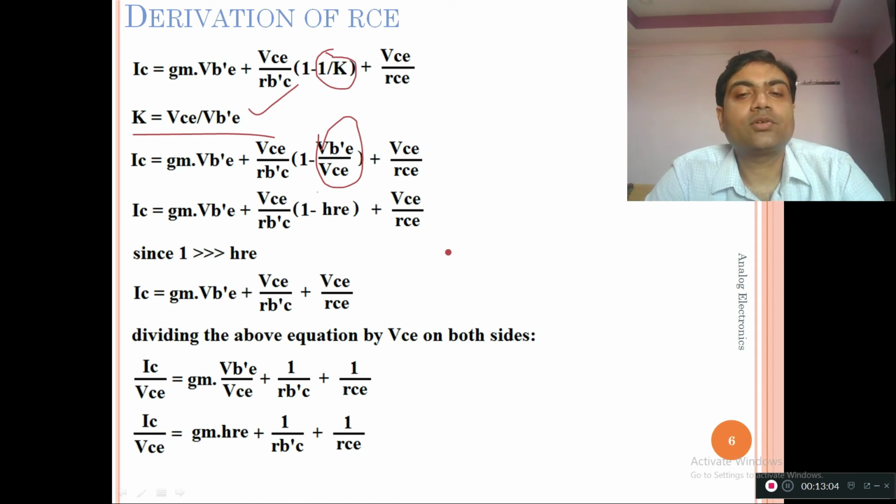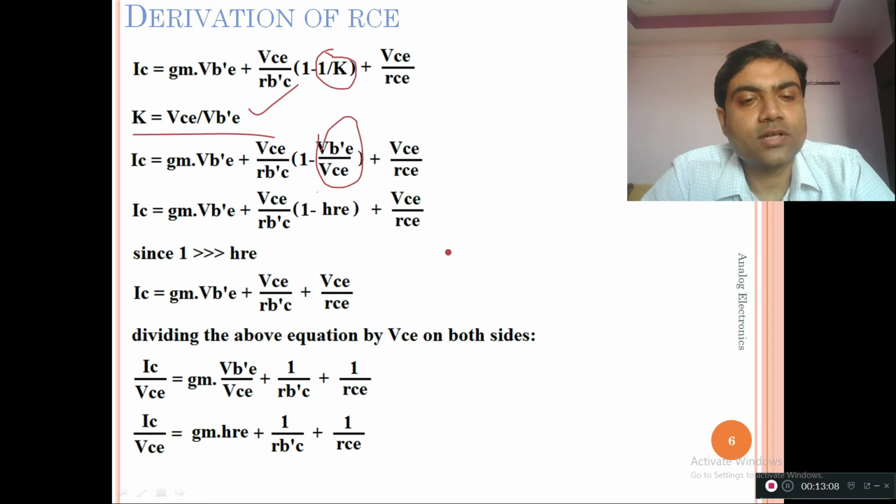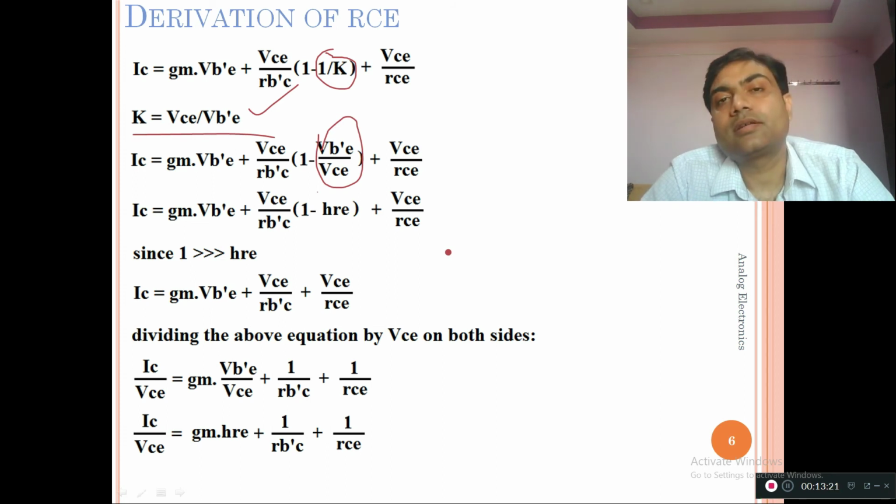So I am dividing the above equation by VC on both sides. This comes out like this: IC upon VC equals GM into HRE. Again, VB'E upon VC is nothing but HRE, equals 1 upon RB'C plus 1 upon RCE.